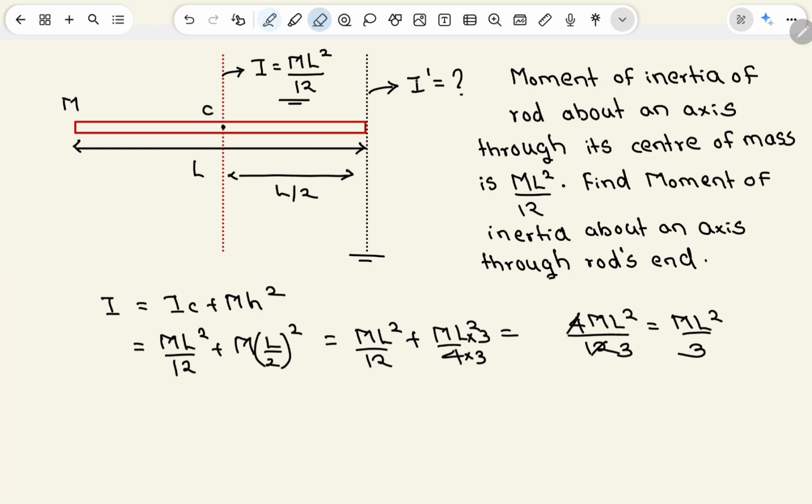So in place of the question mark, I can now write ML square by 3. The moment of inertia of the rod about an axis through one end of the rod is nothing but ML square by 3, and we have calculated this using the parallel axis theorem.